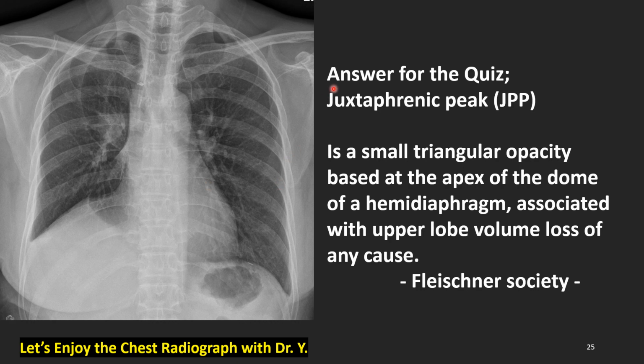Answer for the quiz: juxtaphrenic peak. Are you correct? Juxtaphrenic peak, a peak around the diaphragm. A juxtaphrenic peak is a small triangular opacity based at the apex of the dome of a hemidiaphragm, associated with upper lobe volume loss of any cause. This is after right upper lobectomy for adenocarcinoma, and there is a juxtaphrenic peak, meaning volume loss of the lung.